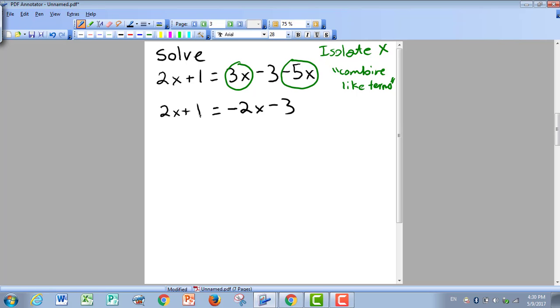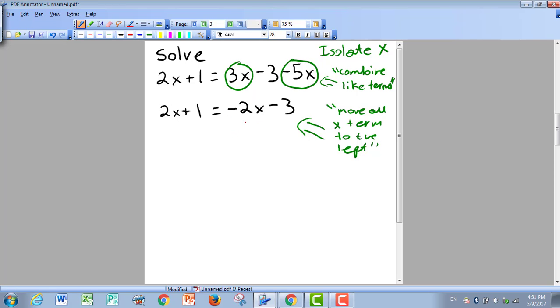Now I just want to make sure I did that right. So 3 minus 5 is negative 2x. So that is correct. Now my next step is I still want to get all of my x's to the same side. So I'm going to move all x terms to the left. You can put them all on the left or on the right. I like to put all of my x's on the left because that's how I like to see it, and that works better for me.